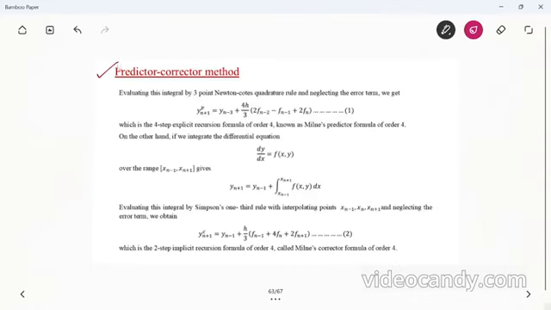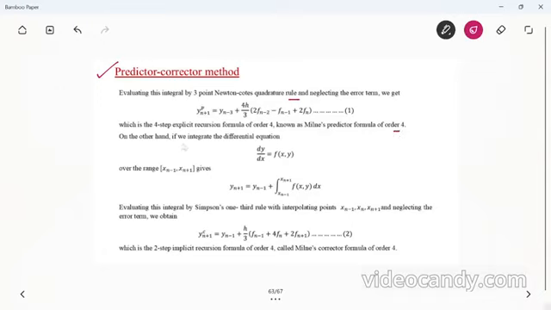Now, the predictor corrector formula. Evaluating this integral by the 3-point Newton-Cotes quadrature rule and neglecting the error term, we get y(n+1)p = y(n-3) + 4h/3 [2f(n-2) - f(n-1) + 2f(n)]. That is equation 1, which is the 4-step explicit recursion formula of order 4, known as Milne's predictor formula of order 4.